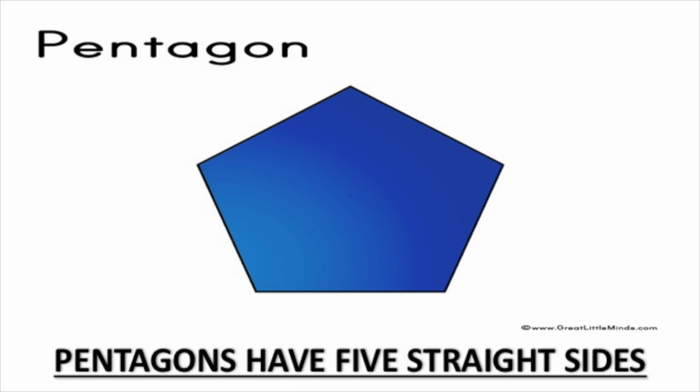Pentagons have 5 straight sides. You can see here, 1, 2, 3, 4, 5. And how many angles or corners? 1, 2, 3, 4, 5. Excellent, guys.